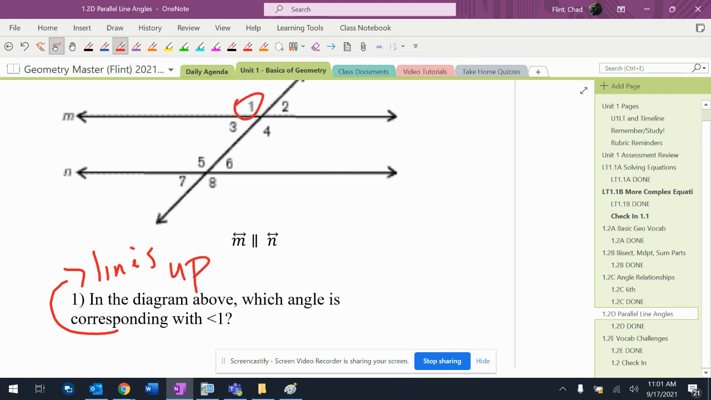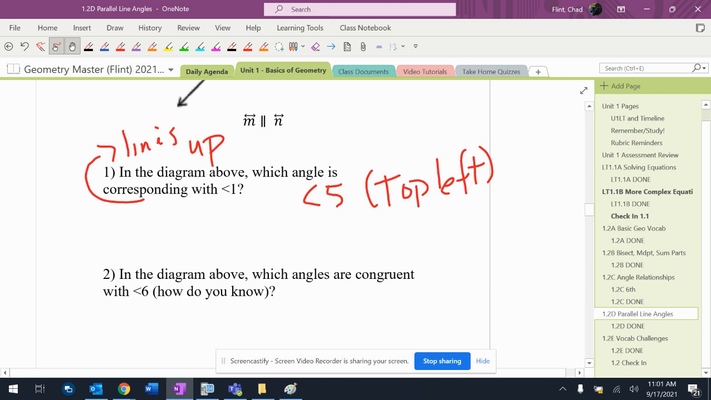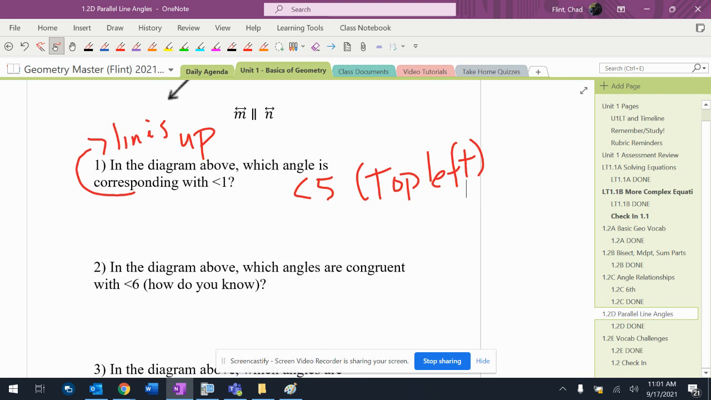So 1 is kind of there in the top left, which means 5 is also in the top left. Angle 5, and maybe I'll write down top left. All right, so there's number 1. Number 2 says, in the diagram above, which angles are congruent with angle 6 and how do you know?